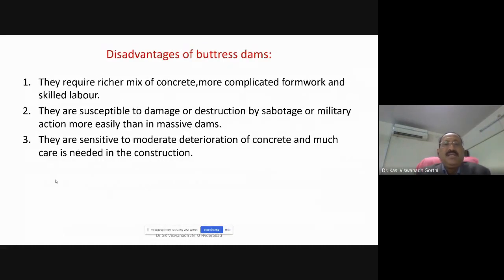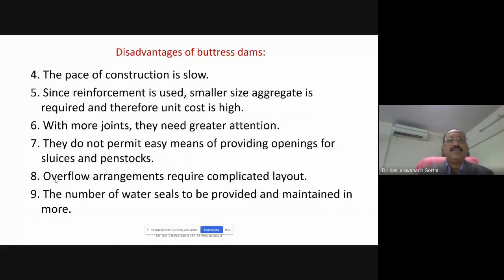The disadvantage is that a richer mix of concrete is required. You cannot go with a simple M15, M20, M25. More complicated formwork and skilled labor are required. They are susceptible to damage or destruction by sabotage or military action more easily than in the case of a massive dam. They are very sensitive to moderate deterioration of concrete. Much care is required during the construction. There is a very slow pace of construction, and reinforcement is used. Small size aggregate is required. Bigger aggregate cannot be used because there should not be any void spaces in forming the concrete.